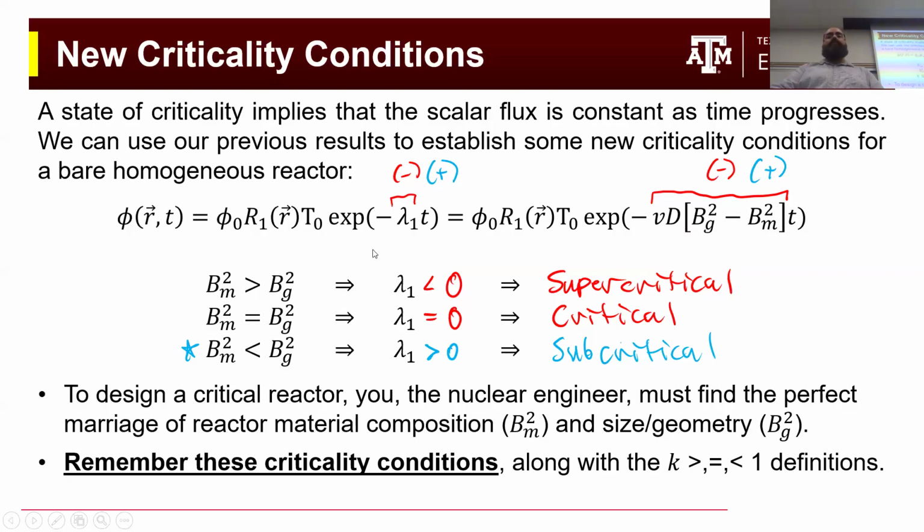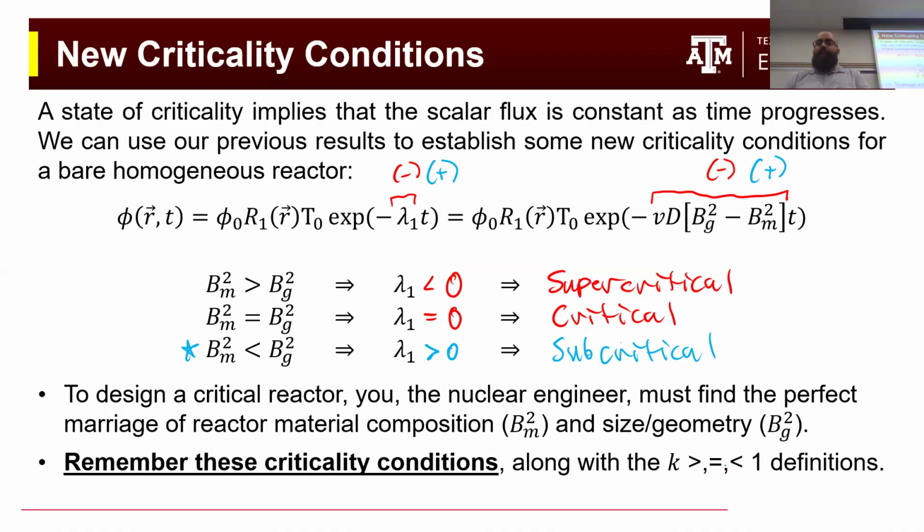That's kind of what these quantities are telling you about. And if you want to make a reactor critical, then we need to find the perfect marriage of our materials and our geometry such that the BM squared is exactly equal to the BG squared so that we can have a critical configuration.